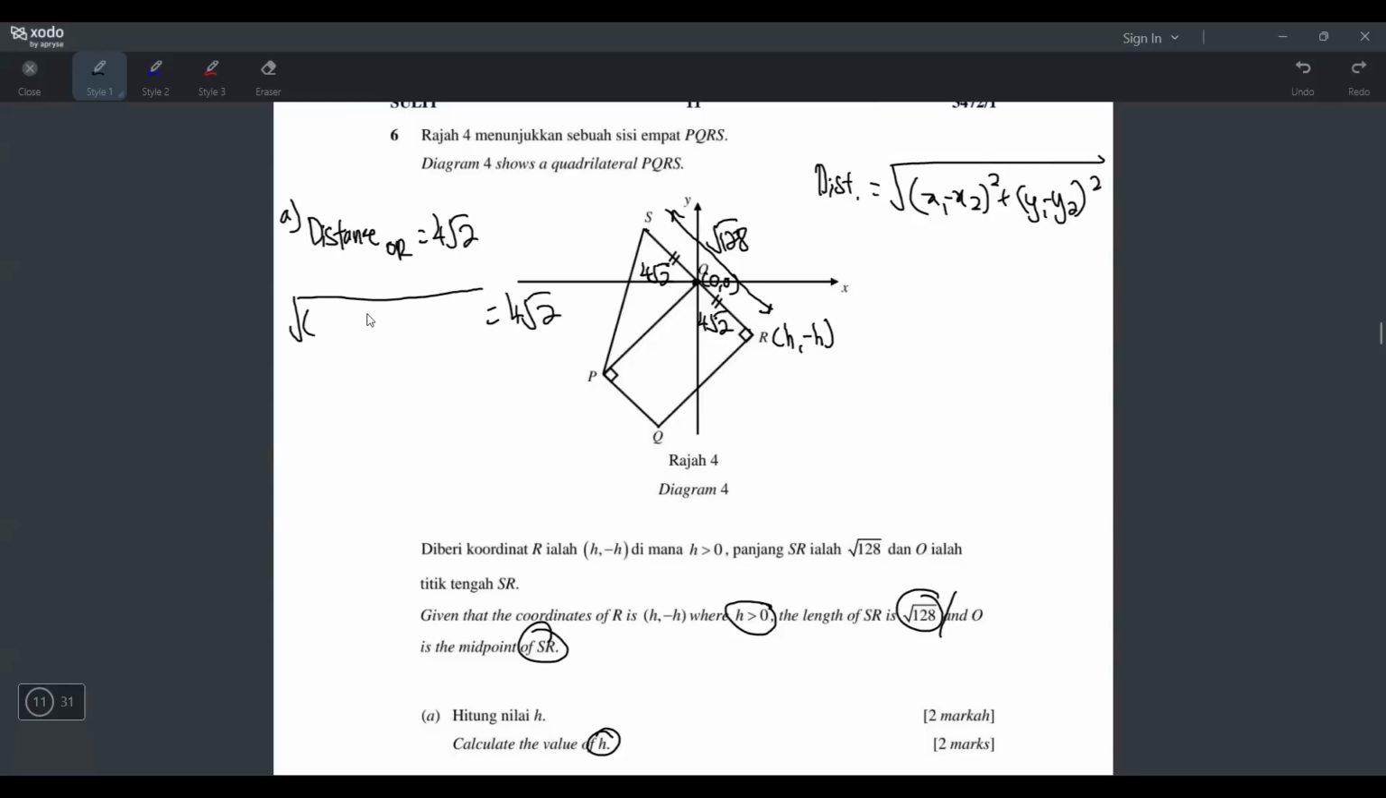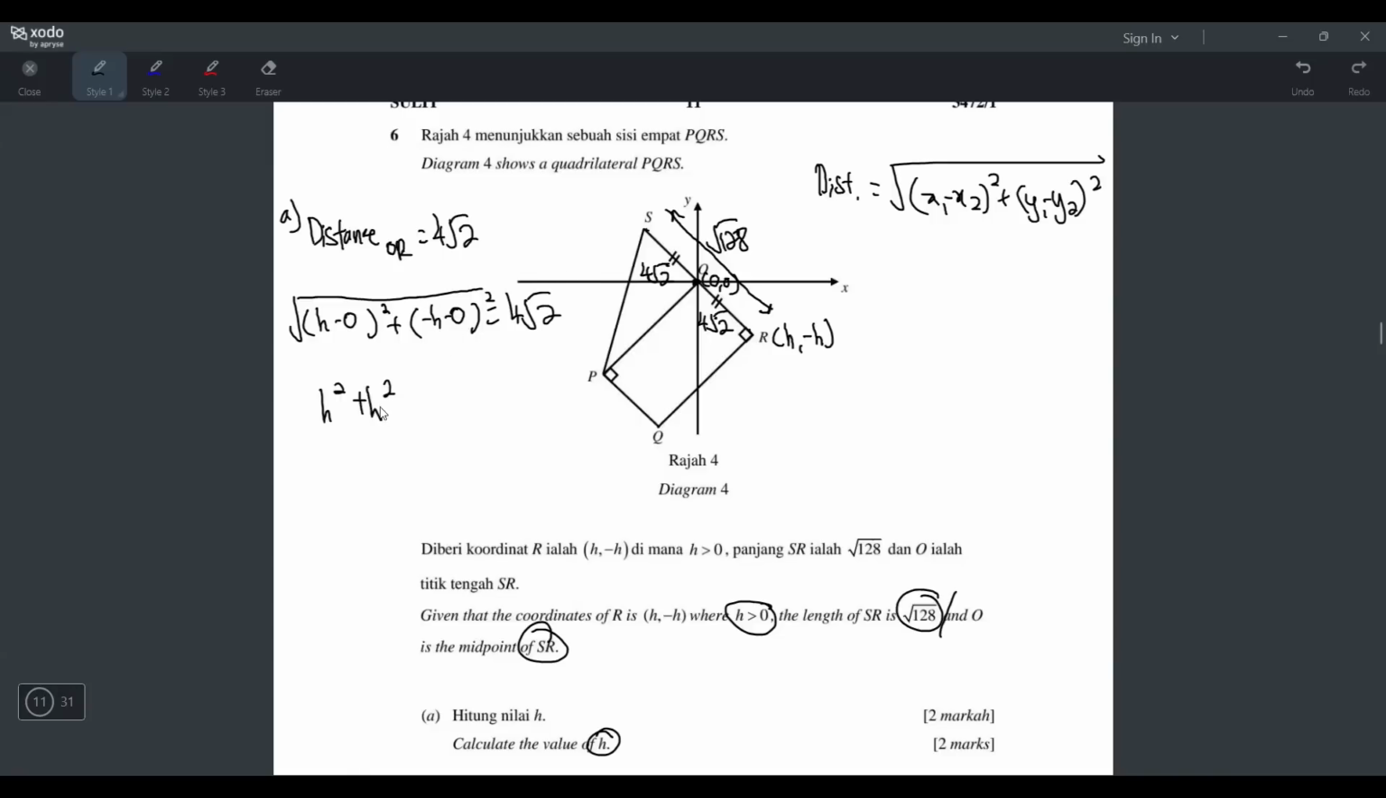So it will be bracket square plus bracket square, and inside the first bracket you have to put x minus x, for the coordinates of point O and point R. So I will take h minus 0. This one I have to take y minus y, but it has to be O and R. So negative h minus 0, like this. Okay, h minus 0 is just h, so it's just h square. Negative h minus 0 is negative h, square is positive h square.